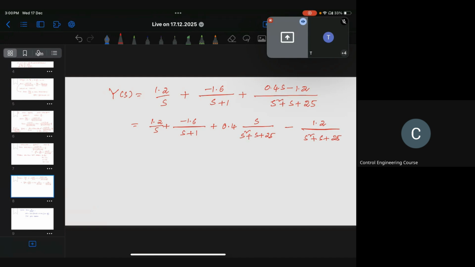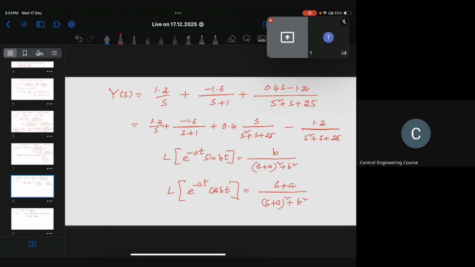How can you write this one now? We already know the Laplace transform of e^(-at) sin bt is b by ((s + a)² + b²). Similarly, the Laplace transform of e^(-at) cos bt is (s + a) by ((s + a)² + b²). Correct? Now we can use these two.